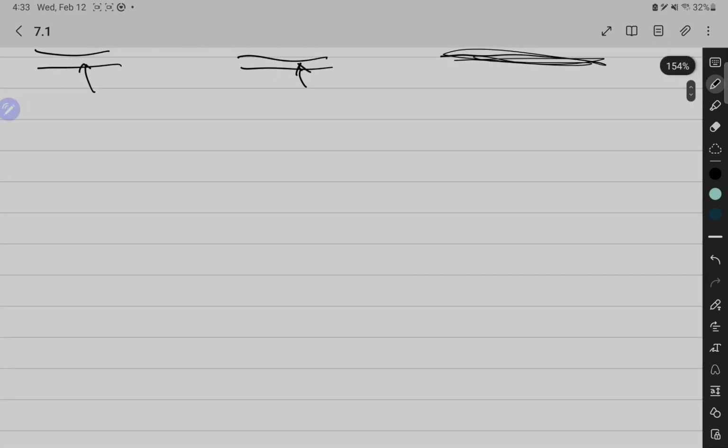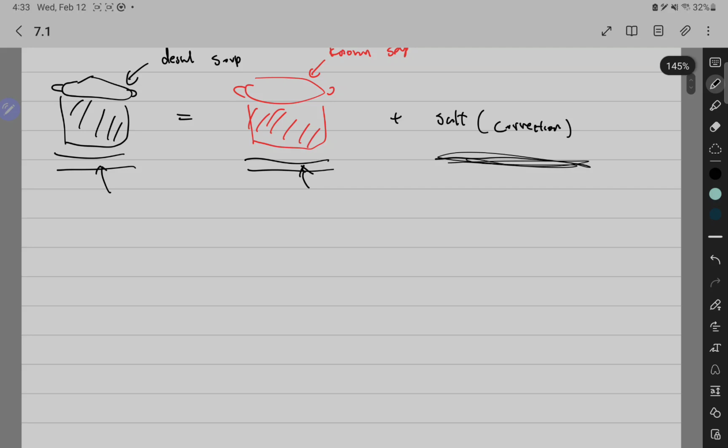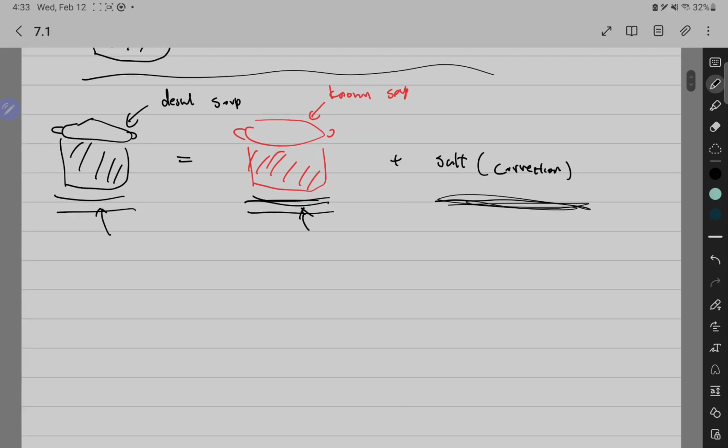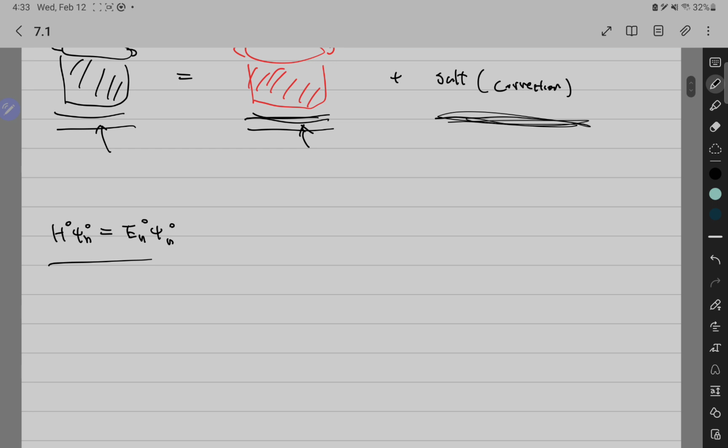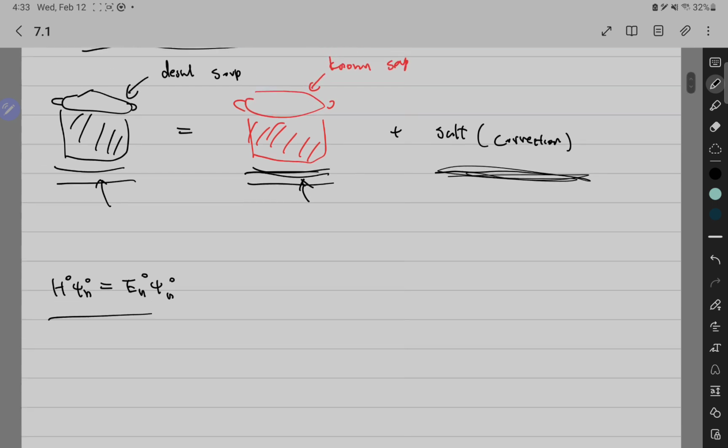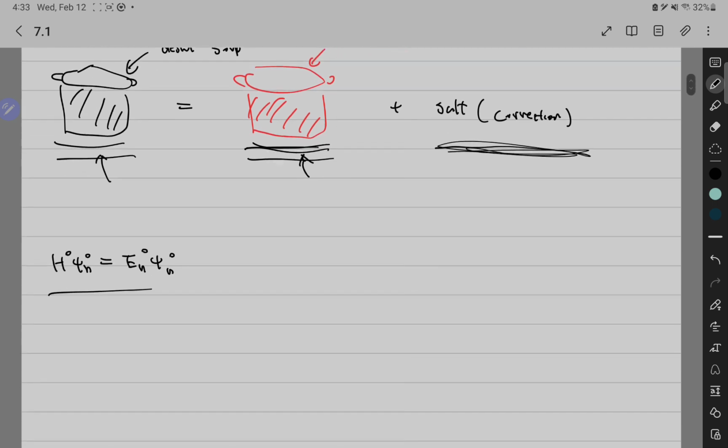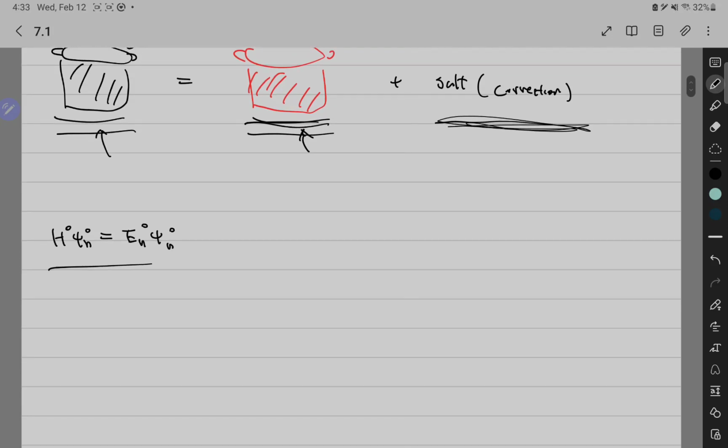So now we're first going to look at our unperturbed soup, which is a system, a Schrodinger equation that has already been solved for some potential, which we're going to write as H0 psi n0 is equal to En0 psi n0. This stands for the unperturbed system, in this case the known soup. And this system has an initial Hamiltonian H0, with a corresponding eigenfunction psi n0 and eigenvalue En0, which satisfies this equation.